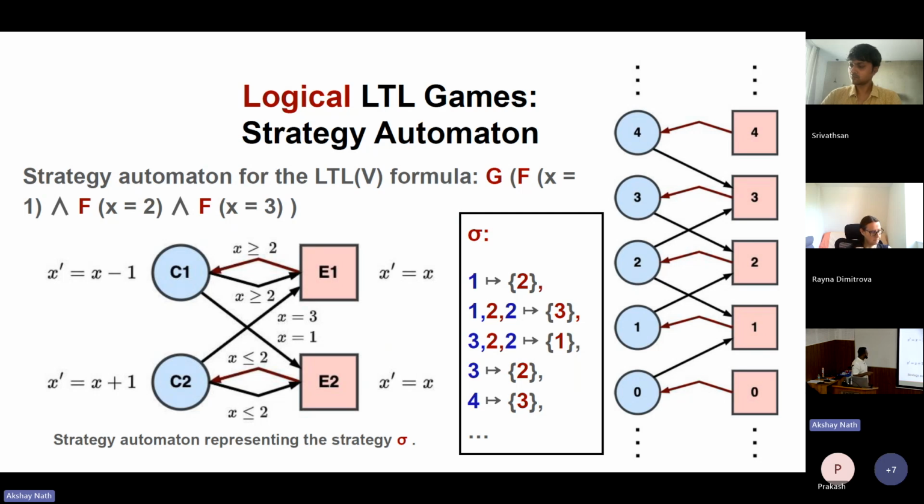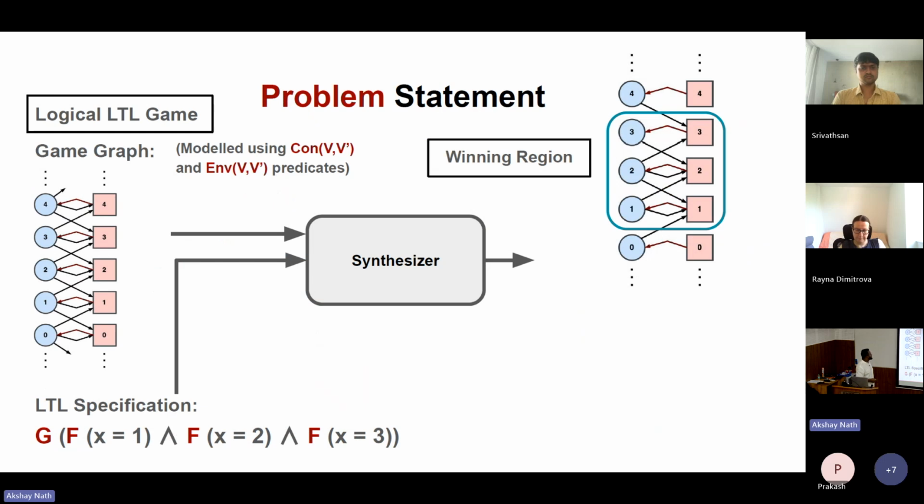If x is greater than or equal to 2, then I decrement and then move to some state. If x is less than or equal to 2, I increment. The common states in these 2 states, C1 and C2, the common game states are x equal to 2. So if x is equal to 2, I'm coming from one direction, I play one move, and vice versa. So this brings me to the problem statement.